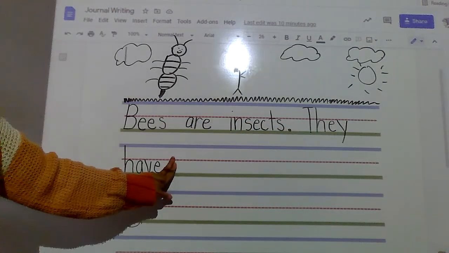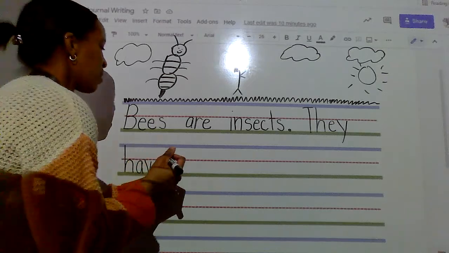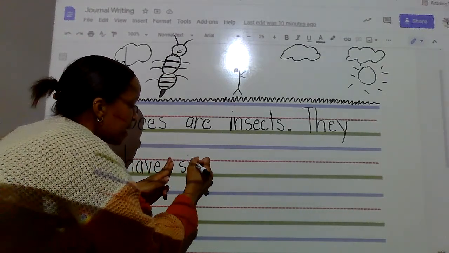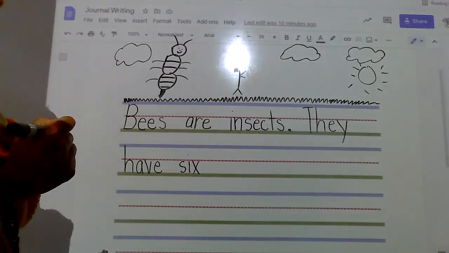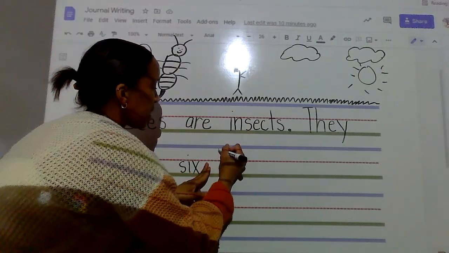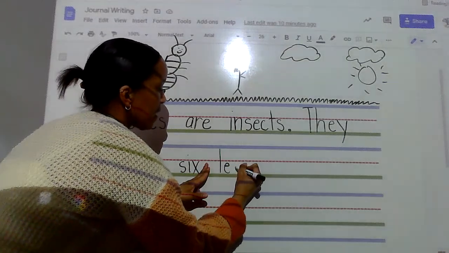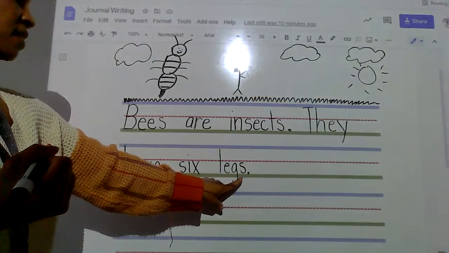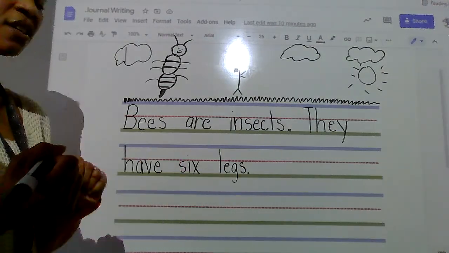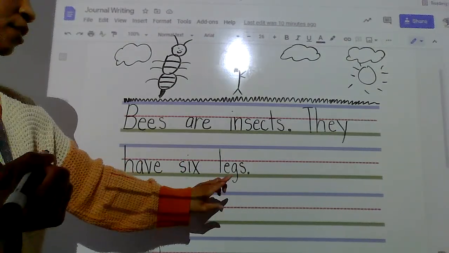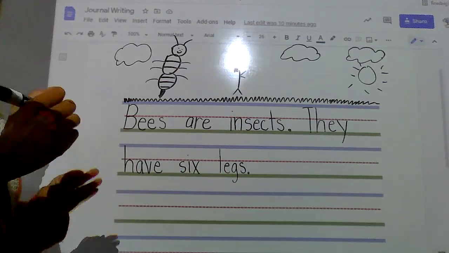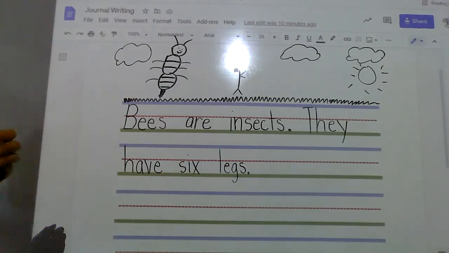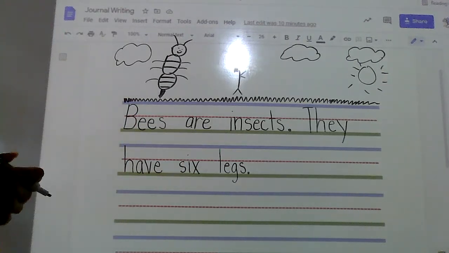They have 6. I'm going to write that number word 6. We can sound it out. 6. What do they have? 6 what? Legs. L, E, G. L, E, G. Legs. And that's a good habit to try to have when you are sounding out words. Go back and say the sound you wrote. See if it matches. They have 6 legs. So I have 2 sentences so far. I want one more.